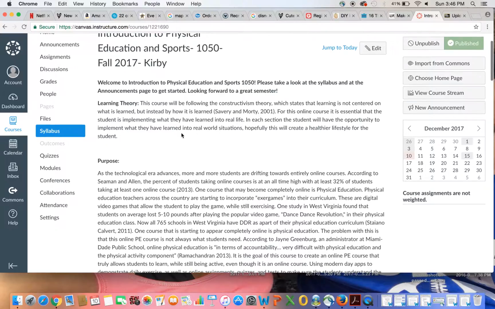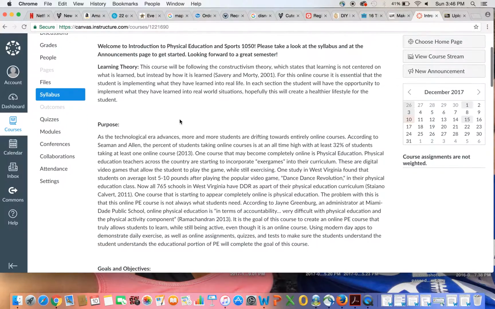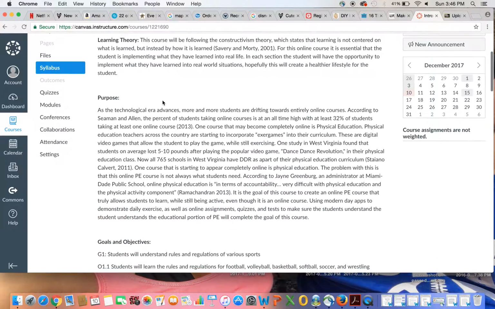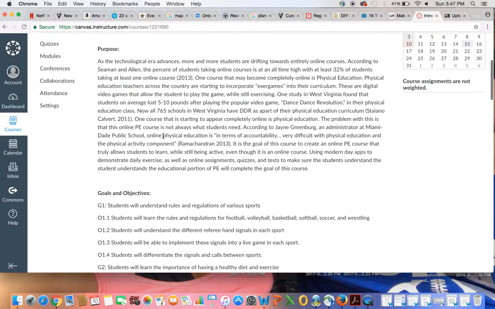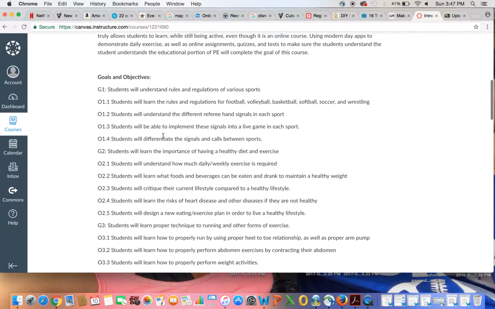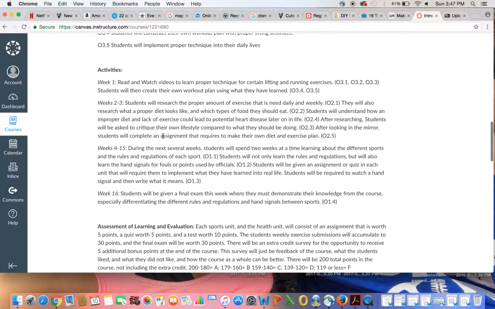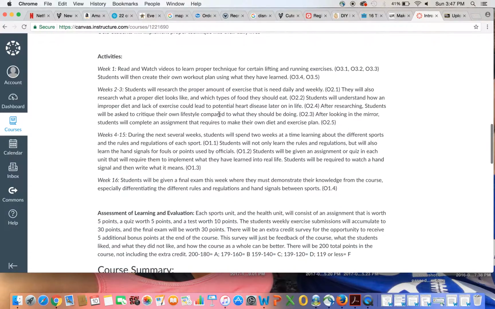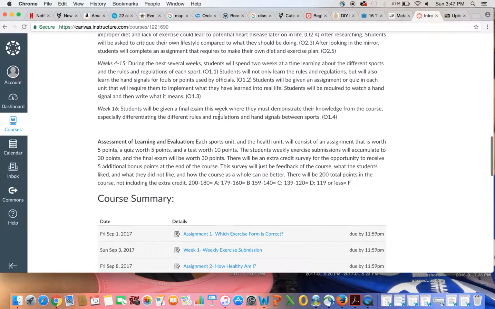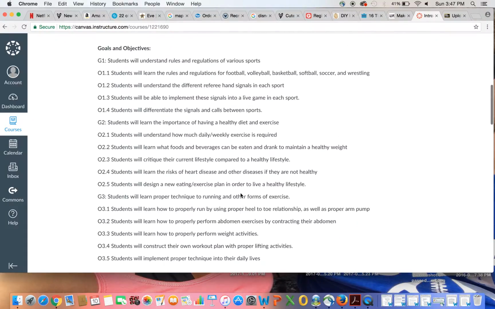So, starting off, I have my learning theory, with a brief overview. Then my purpose of the course, my goals and objectives, and all the activities that students will be performing, as well as which goal and objective they are tied to. And lastly, my assessment: how the students will be graded, what the breakdown for each grade will be, and how many points they need to see what letter grade they get at the end of the course.